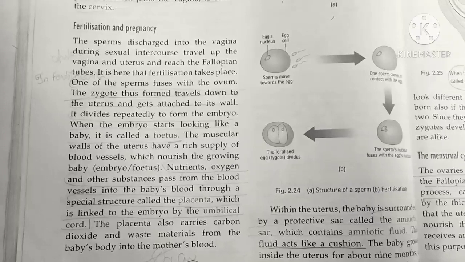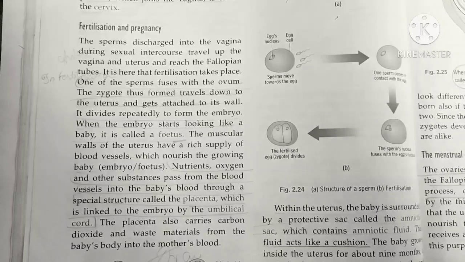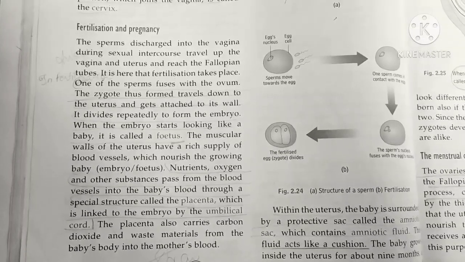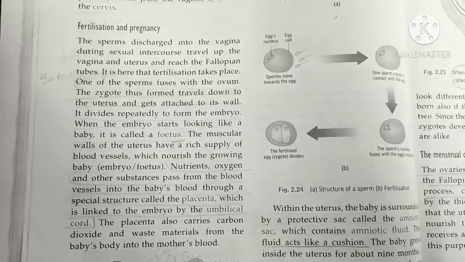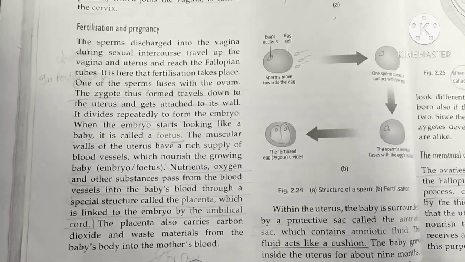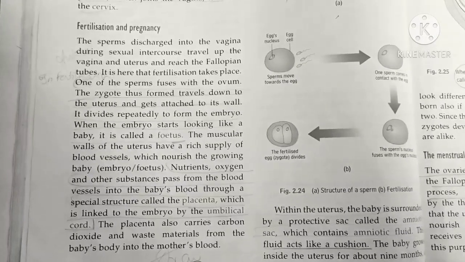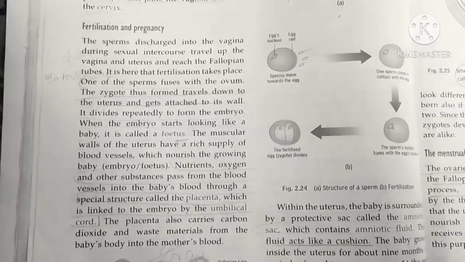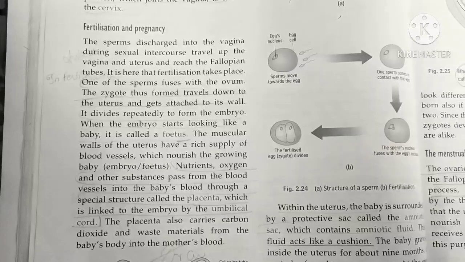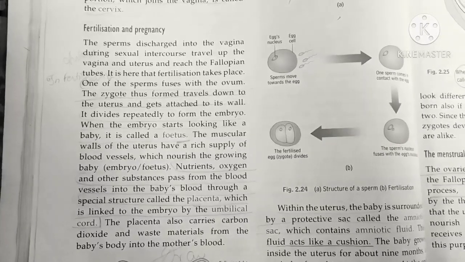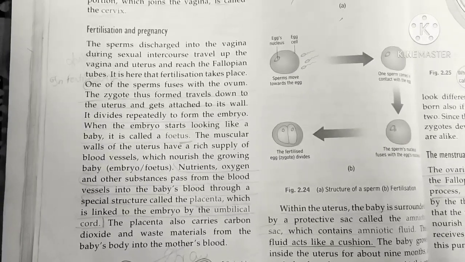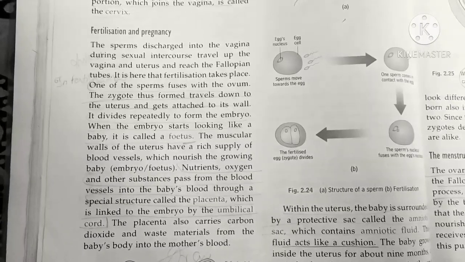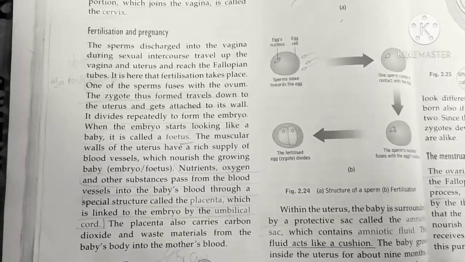Placenta is responsible for supplying nutrients, oxygen and other substances to the baby's blood. Placenta is linked to the embryo by umbilical cord. The placenta also carries carbon dioxide and waste material from the baby's body into the mother's blood.